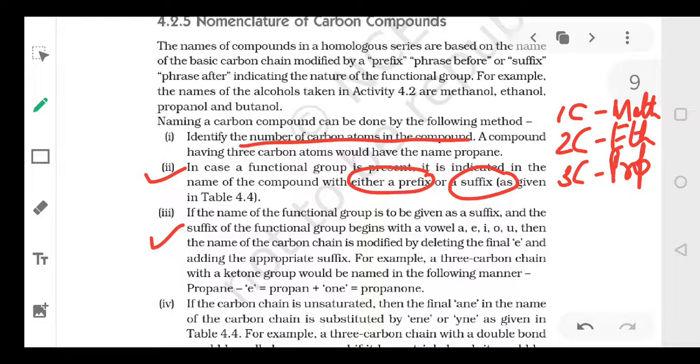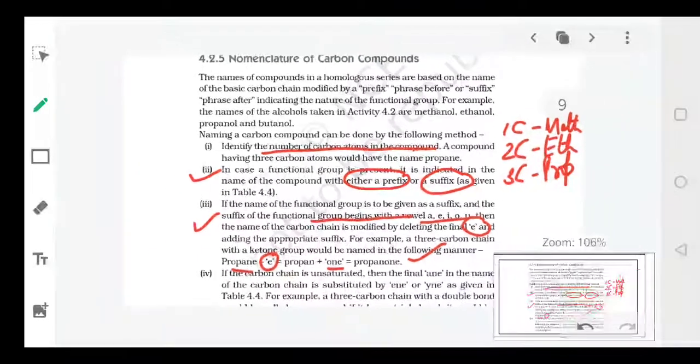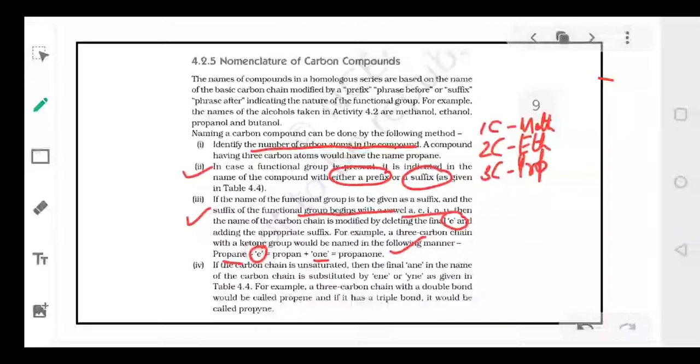Third is, if there is a functional group present and the suffix of the functional group begins with A, E, I, O, U, then in that case E will be replaced. जो E है alkanes की, that will be replaced. Like in case of propane, E will be replaced with on. So propanone. Likewise, as we have discussed in all the functional groups, we will replace E with the specific suffix. If the carbon chain is unsaturated, unsaturated means if there is a double bond, if there is a triple bond. For single bond the word is ane. For double bond the word is ene, and for triple bond the word is yne.